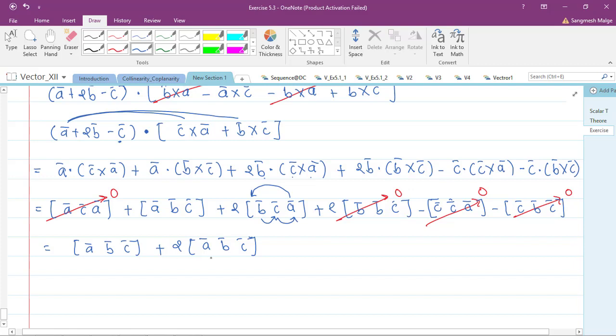So a bar b bar c bar plus 2 a bar b bar c bar is nothing but 3 a bar b bar c bar. That's it, as simple as that. So with the help of the property, this question can be solved easily.